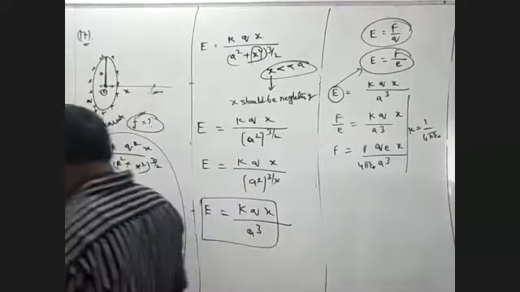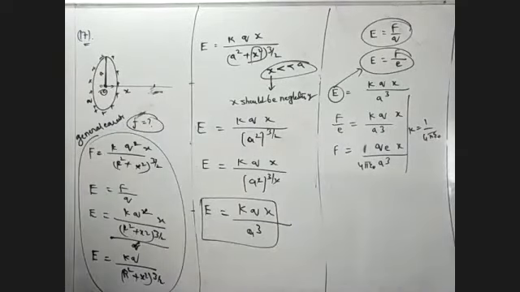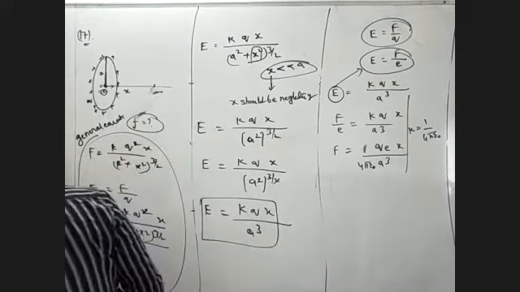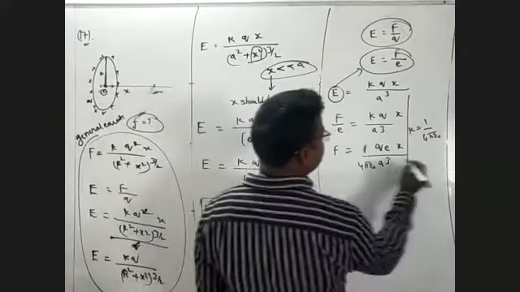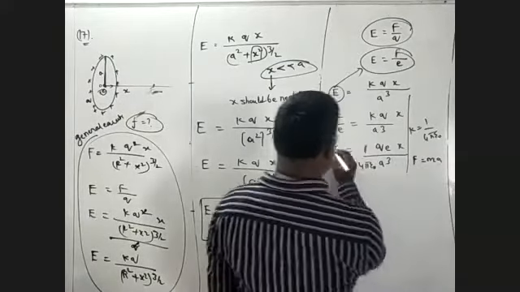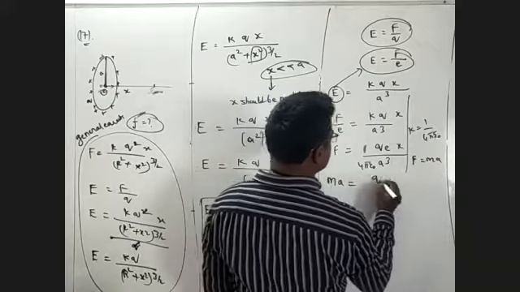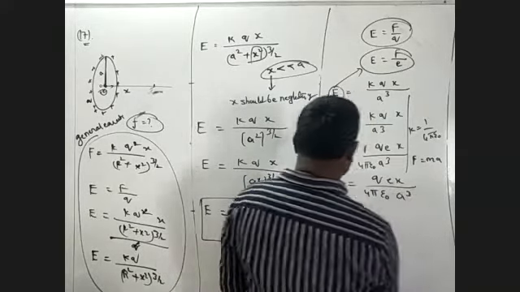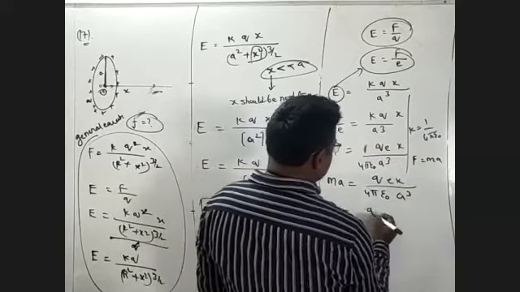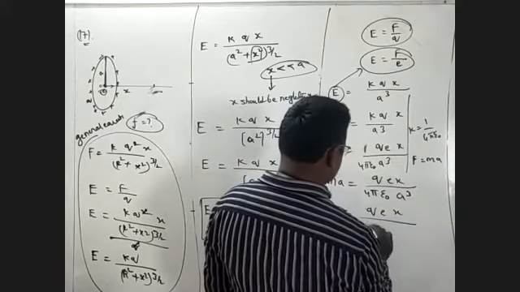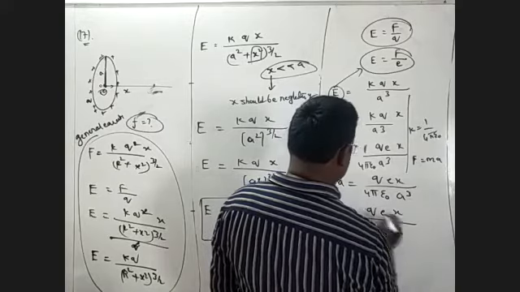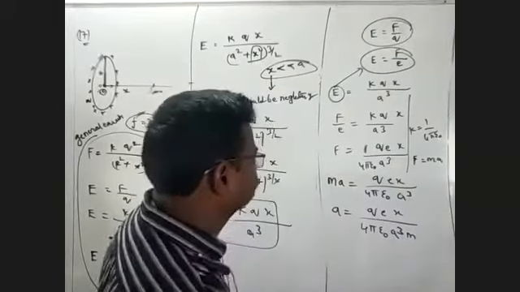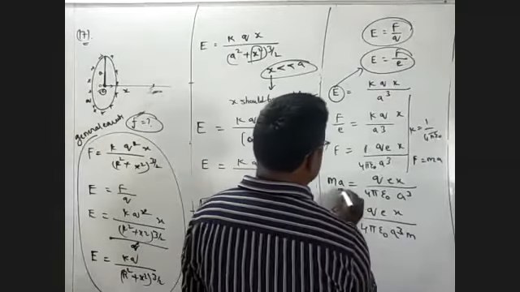The next term, this is a force. According to Newton's second law, F is equal to ma. So I'm writing ma is equal to Qqx by 4 pi epsilon naught a cube. So a is equal to qx by 4 pi epsilon naught a cube m. This is the acceleration.